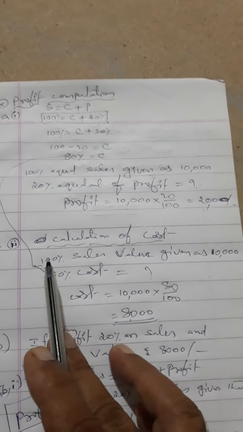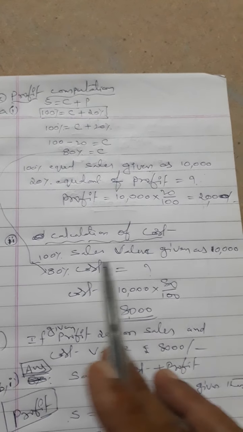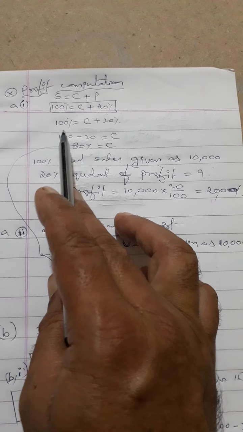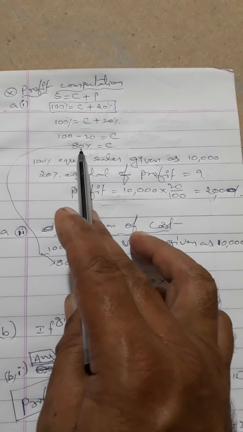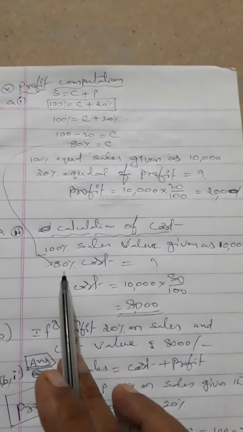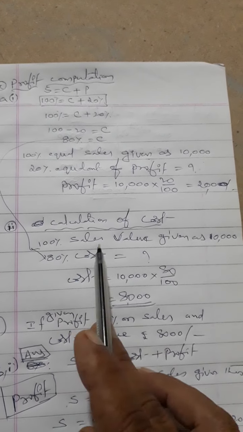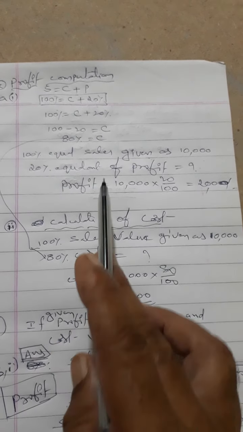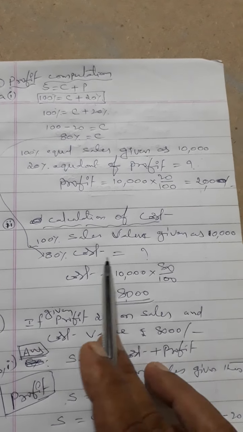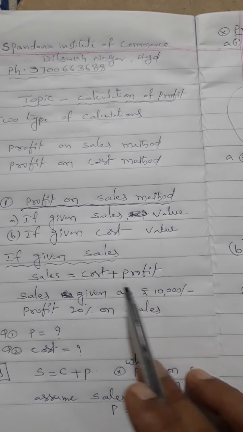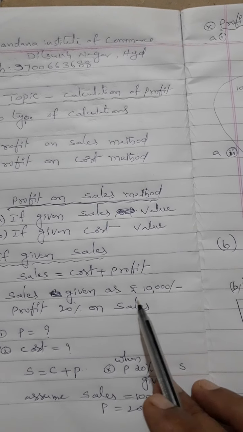As well, I am showing how to calculate the cost. In our example, sales portion is equal to 100, profit portion is equal to 20, cost portion is equal to 80. So 100% equivalent of sales is given as 10,000. What about the 80% cost portion? Cost is equal to 10,000 into 80 by 100, which is 8,000 rupees. That is the first case, when the sales amount and 20% on sales are given in the question.